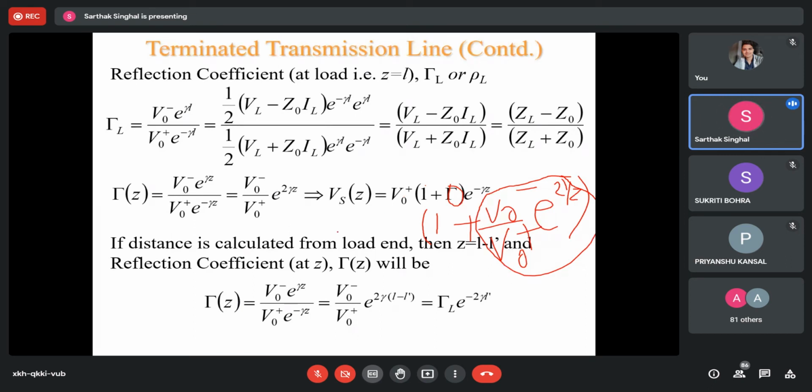Now if I talk about the reflection coefficient at the load terminal, it will be given by gamma L, and this z will be replaced with L. So this will be the equation for the reflection coefficient at the load terminal.